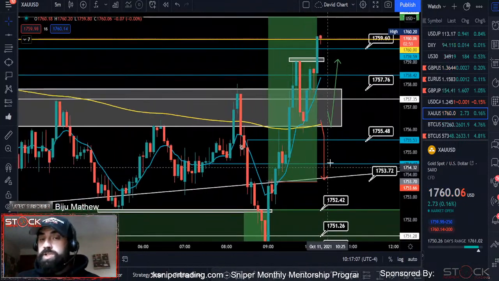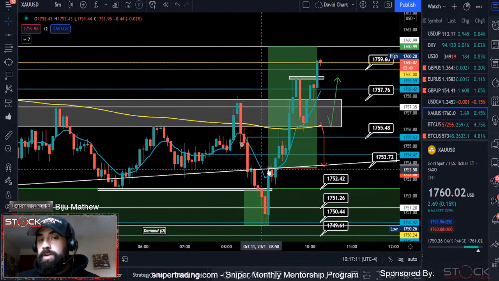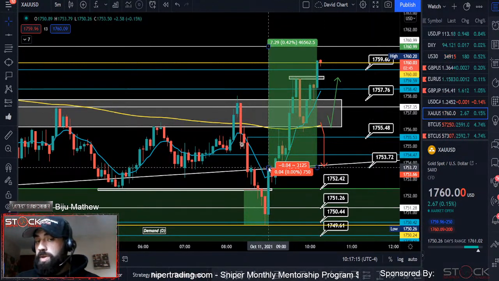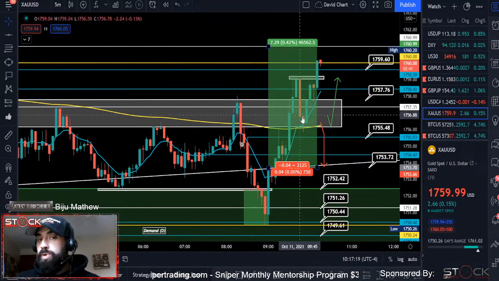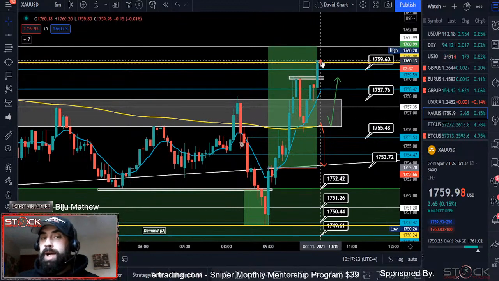And if you're new to this channel and you're still new to the way it's done, there's a 4-hour uptrend right here. That was the entry, 1753. So if I didn't think it was bullish, I wouldn't have put it there. You know what I mean? So just keep that in mind. Push, pull, push, pull. Higher high, higher low, higher high, higher low.